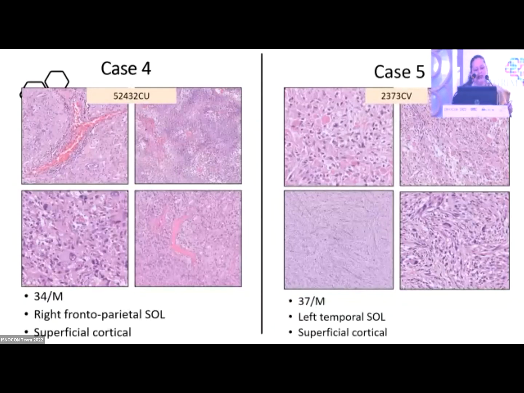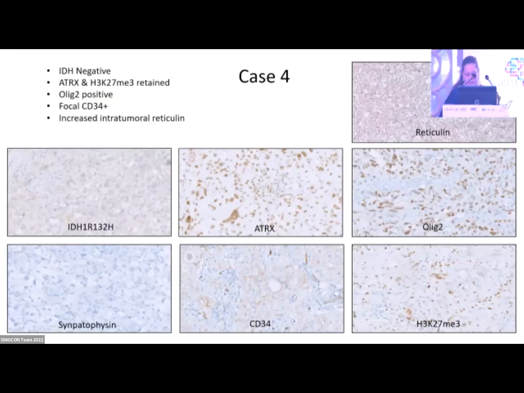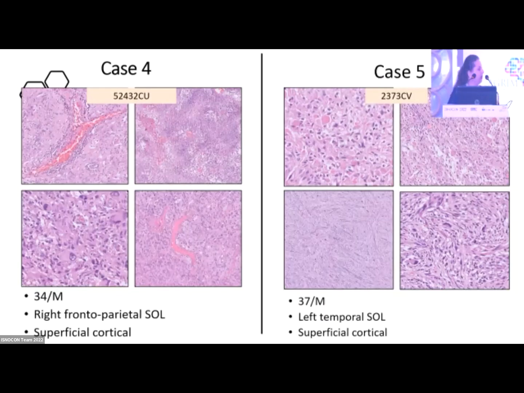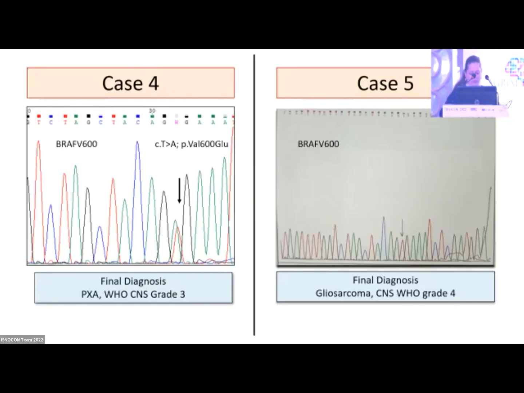So the first set of twins from the supratentorial region, nearly similar ages, both hemispheric, relatively well circumscribed superficial cortical location tumors. And in the first case, you can see that there is a prominent perivascular lymphocytic infiltrate.